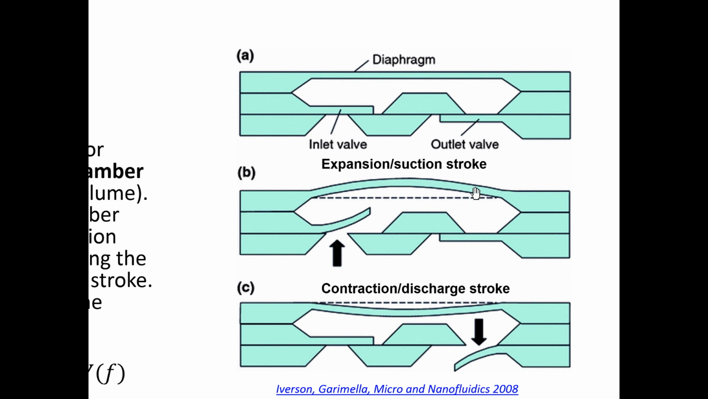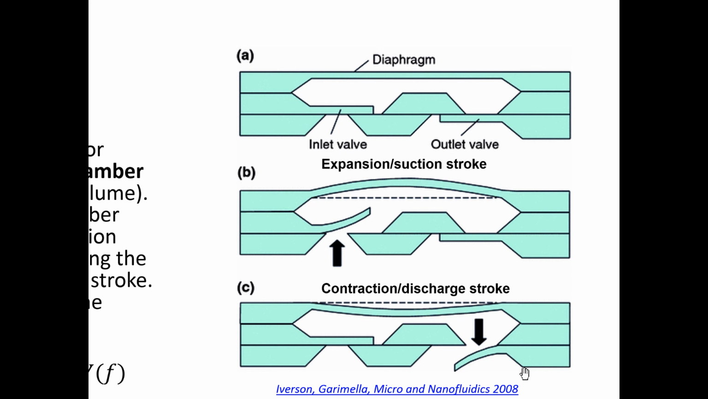Now during the contraction stroke, the inlet valve closes and the outlet valve opens, and that pushes some fluid into the outlet. So these check valves, these devices that only allow flow in one direction, you need 2 of them in the diaphragm micropump, and it's very critical that you have them in order for this to work. Otherwise, you're just going to be pushing fluid in and out of the chamber.